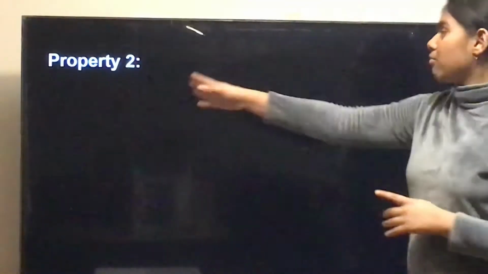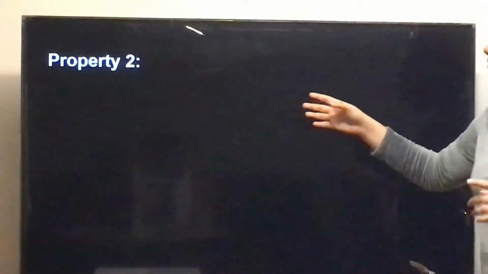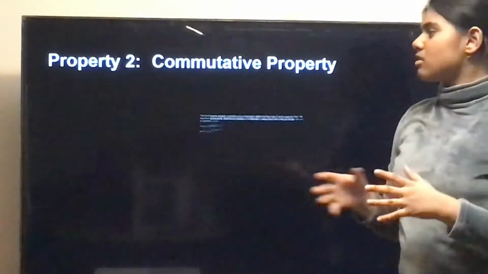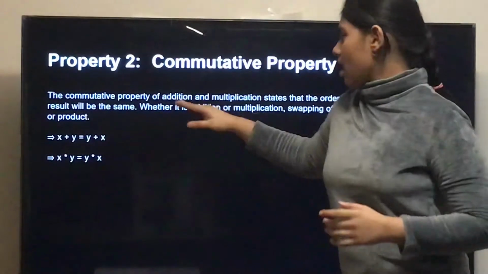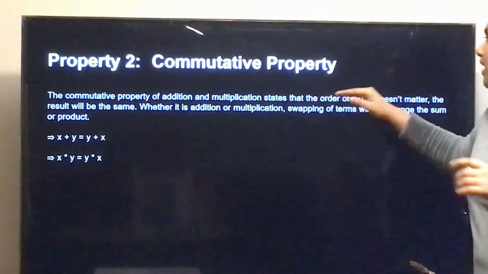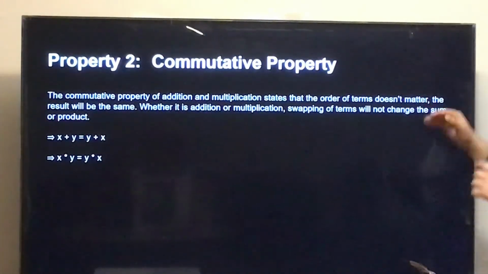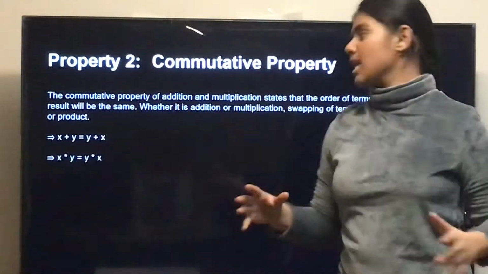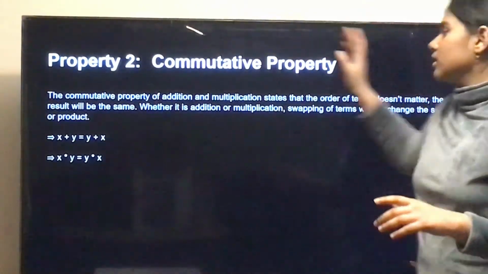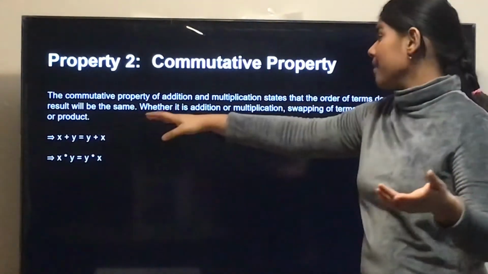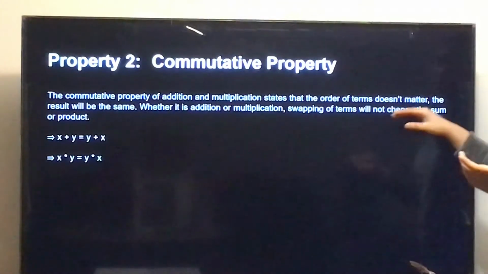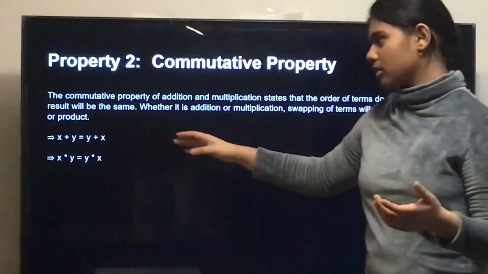Moving on, the second property is the commutative property. The commutative property of addition and multiplication states that the order of terms does not matter. Take any numbers and switch them around, you'll still get the same answer. The results will be the same. Whether it's addition or multiplication, swapping of terms will not change the sum or the product.